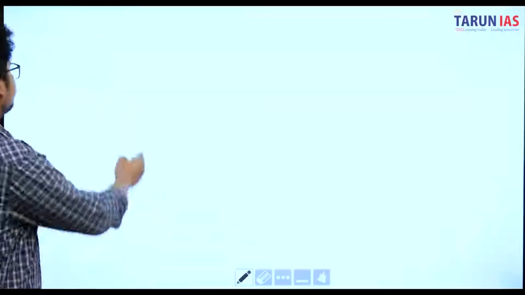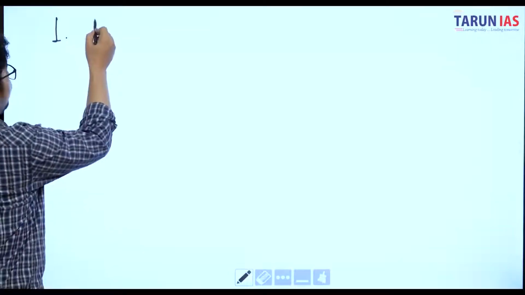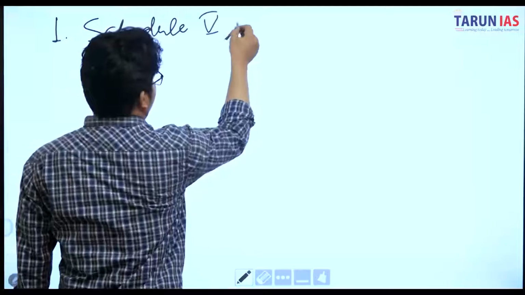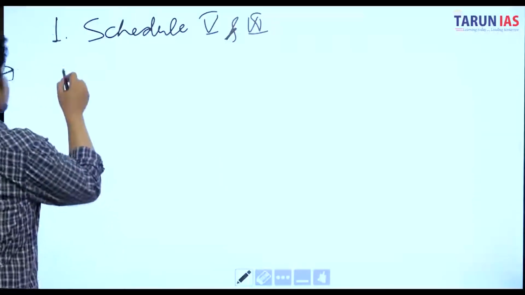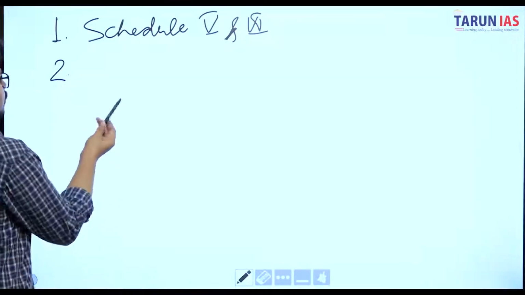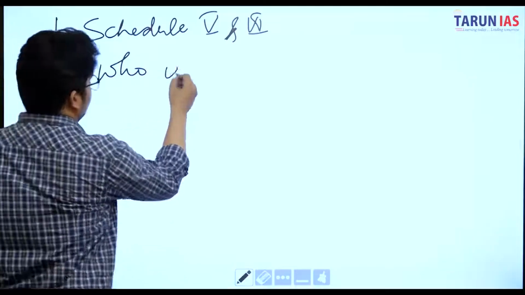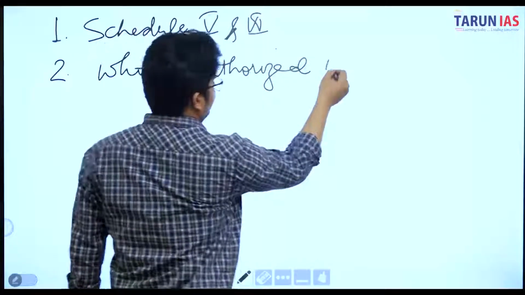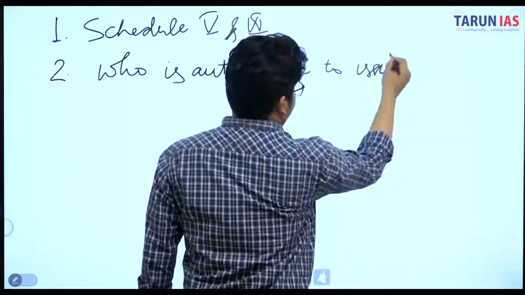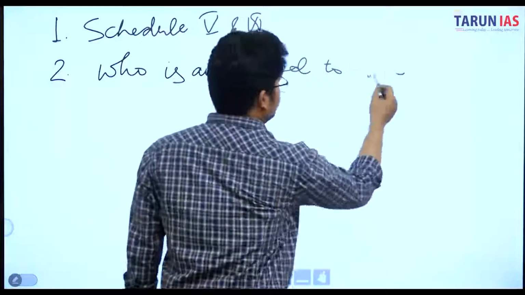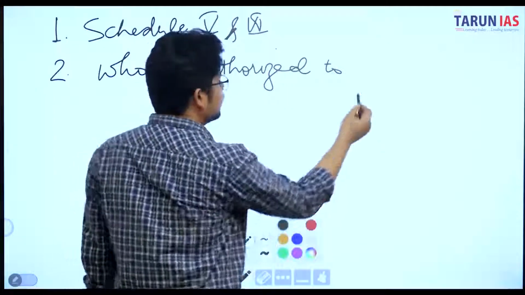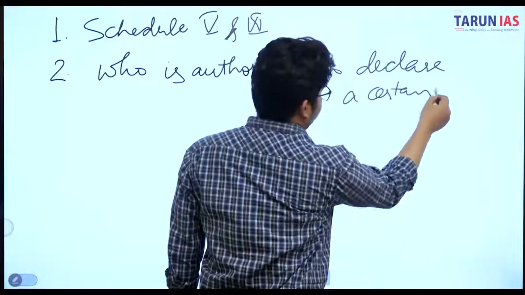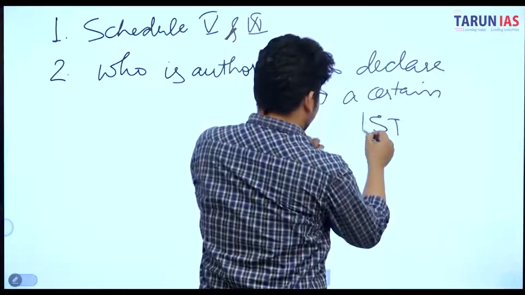The first one is what are Schedule 5 and 6. Okay. What are the Schedule 5 and 6? The second one is who is authorized to declare a certain community as a tribal community or ST community.